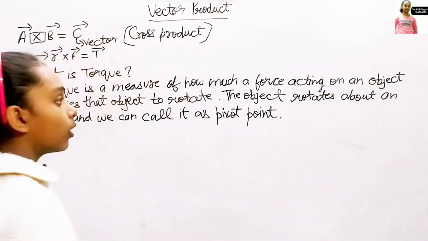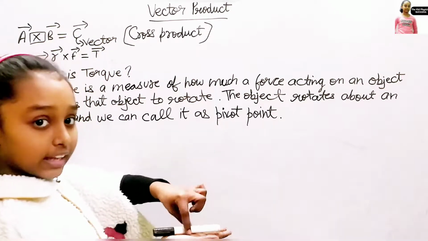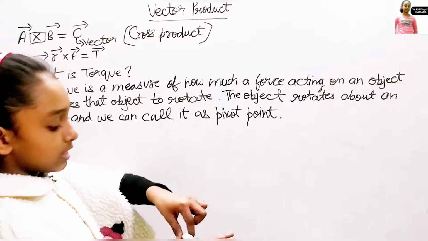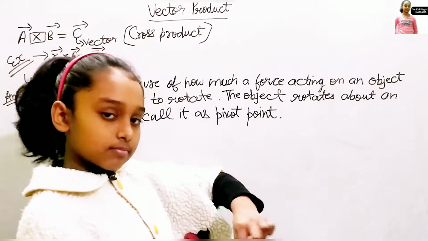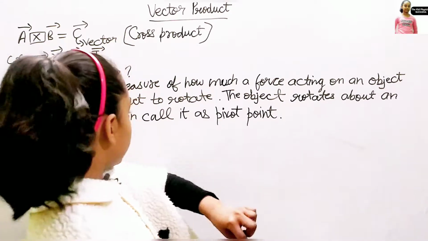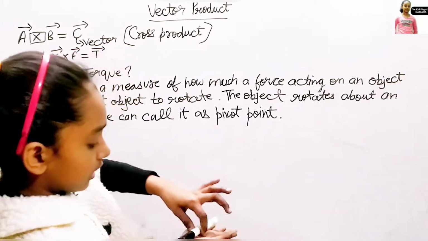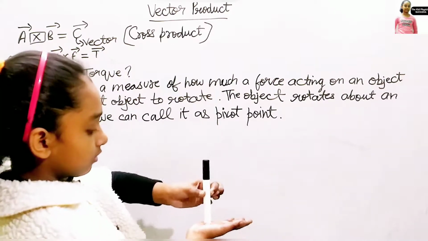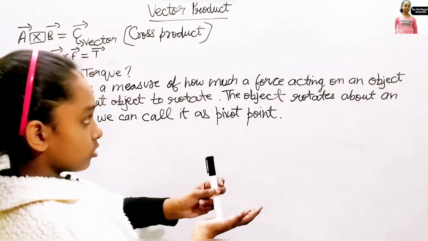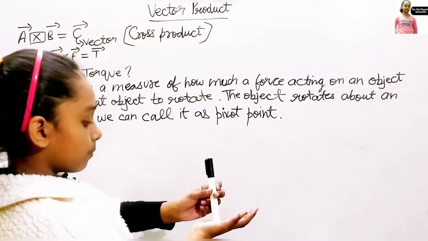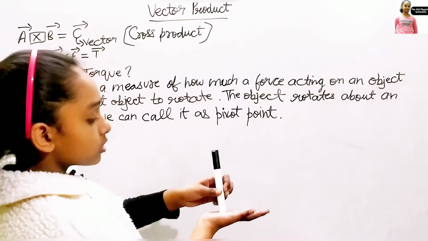Okay, fine. So I hope you all have understood. Now let me just tell you how. So see, I am rotating this object, this marker, and you are seeing that I am applying force on this marker so that this object will rotate, and you can see that it is rotating on an axis. Its main axis is here. So this one is our axis, and we can call this axis also as pivot point.